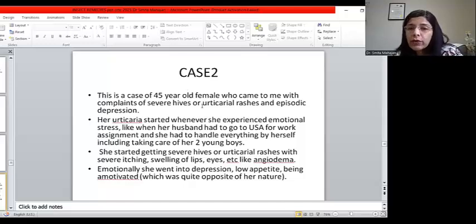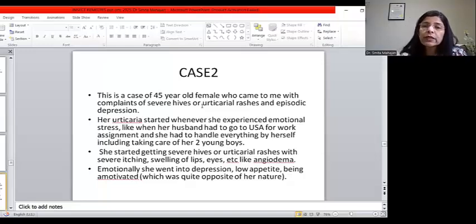So this is a case of a 45-year-old female who came to me with complaints of severe hives or urticarial rashes and episodic depression. Her urticaria started whenever she experienced emotional stress. She said she would get bouts, episodes of urticaria, whenever she had emotional stress. And what was her emotional stress?